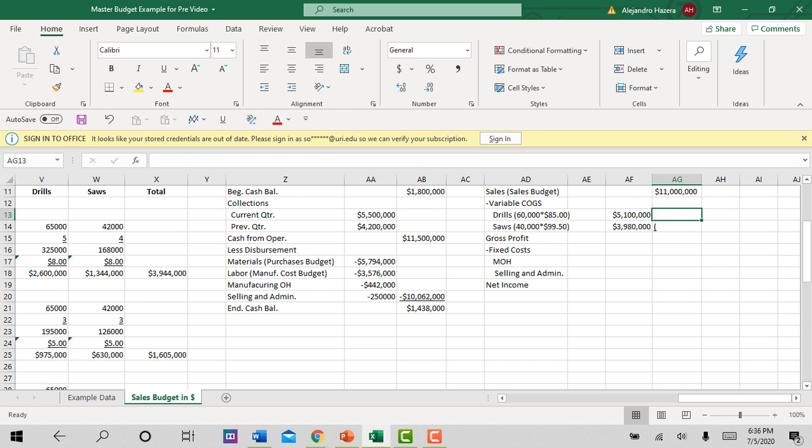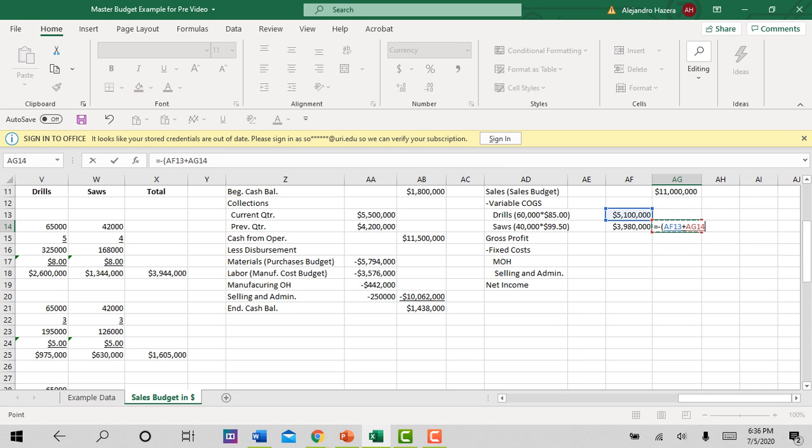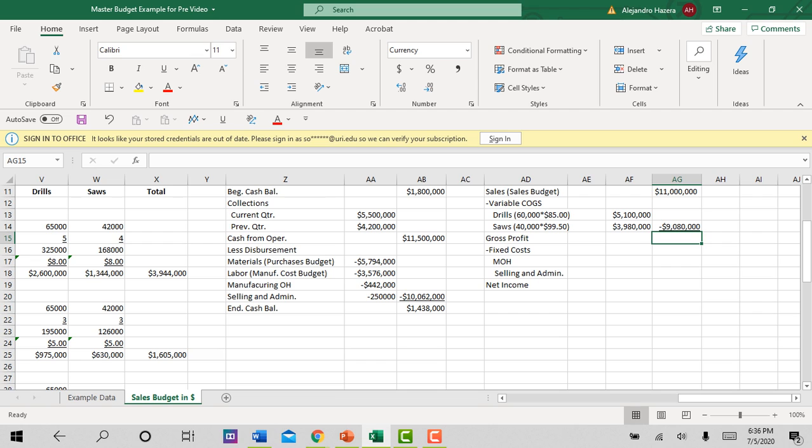So I'll put it in as our total variable cost of goods sold is equal to negative 5,100,000 plus 3,980. So our variable cost of goods sold are 9,080,000. The gross profit is just going to be the sales minus the variable cost of goods sold of 9,080. So our gross profit is 1,920,000.